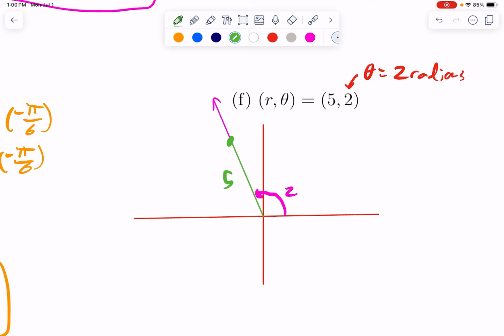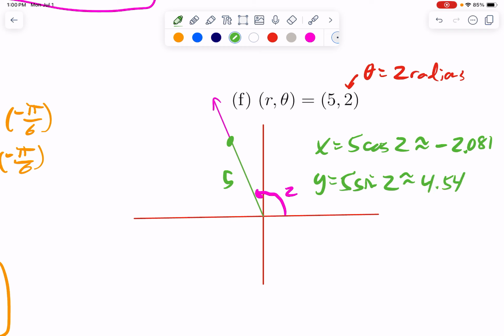Here we need a calculator. x is 5 times cosine of 2. We'll approximate that on the calculator. Approximately negative 2.081, and y is 5 times sine of 2 radians. That's approximately 4.546. And that seems plausible from this picture. If this total distance is 5, then that y coordinate is very close to 5, and that x coordinate is negative and substantially smaller.